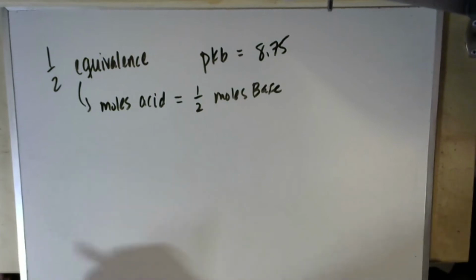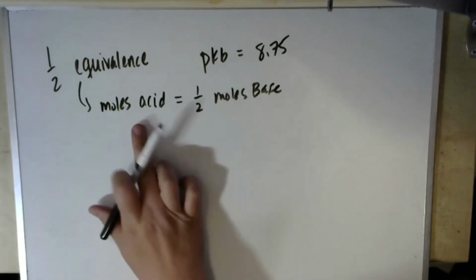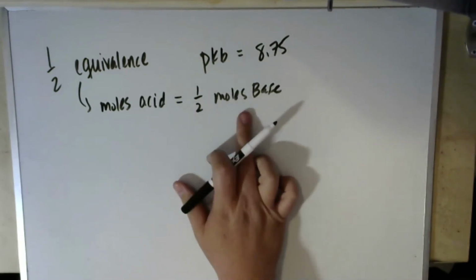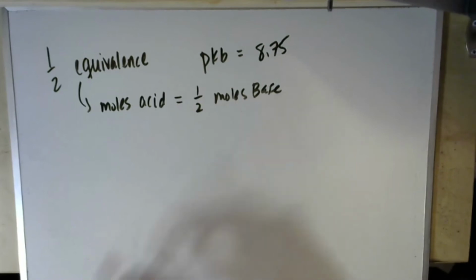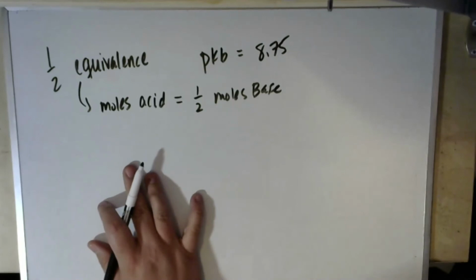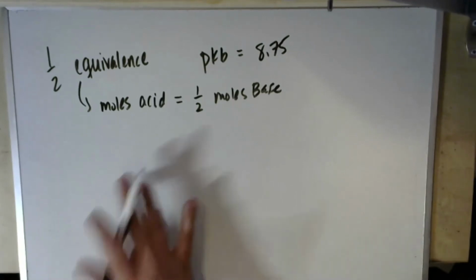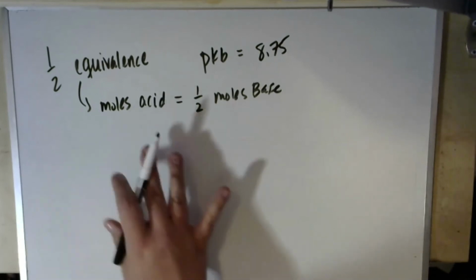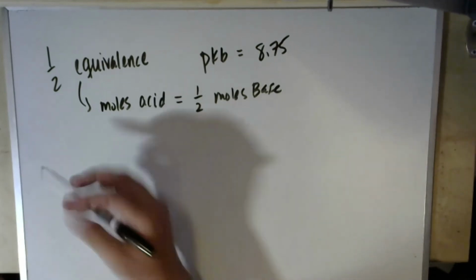And at half equivalence, what ends up happening is that after the moles of acid that we're adding react with the moles of base, we're going to end up with an equal amount of your weak base and its conjugate acid. Okay, so let me just demo for you. I'm going to make up some numbers here, just to demonstrate the point.